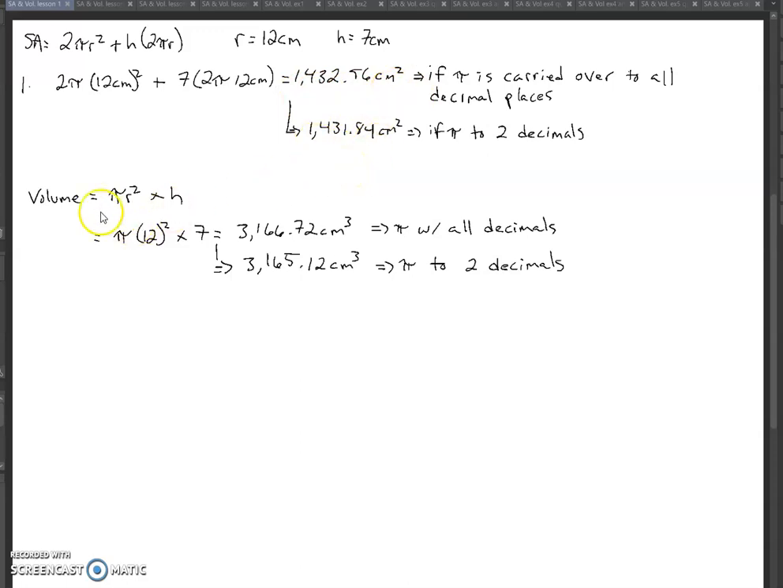So the volume is pi r squared times the height. Again, we just plug the numbers in. And if we carry pi to all decimal places, we end up with 166.72. And if we just carry it to 2 decimal places, you get 165. So just slightly out. This will matter if you're working for, say, NASA, and you're trying to get to Mars. You might want to carry over your decimal places. But for surface area and volume, I'm not going to make too big of a deal of it.